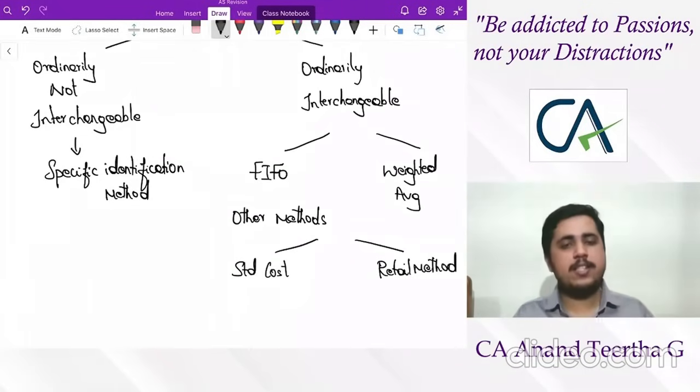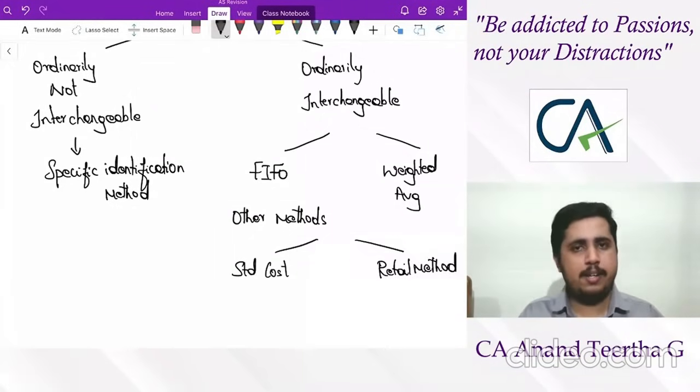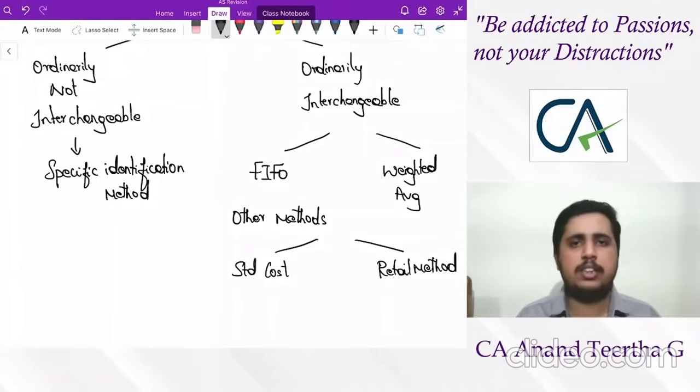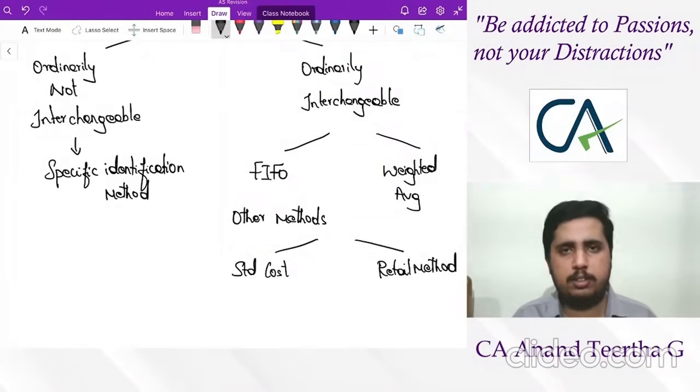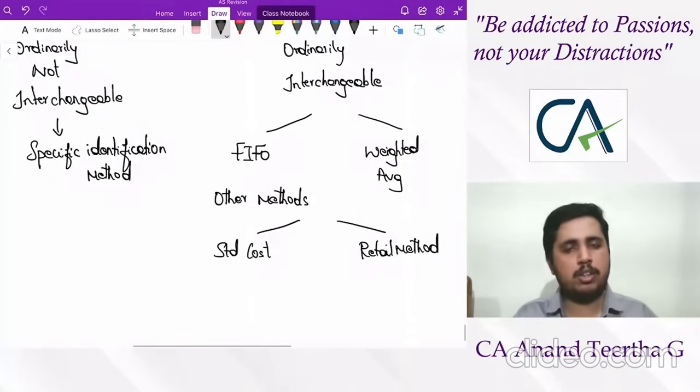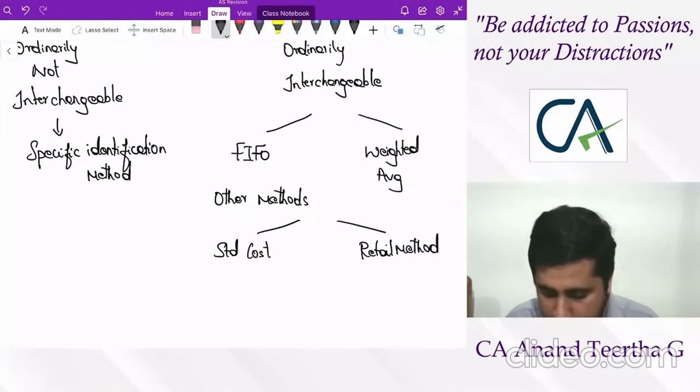Now, what happens in the standard cost method? The management is going to take up some scientific approach, and they will decide one standard cost. That standard cost is applicable for every product. So that's how the standard cost method works. The retail method, as the word itself says, is normally followed by retailers. What they normally do is they won't calculate cost according to cost of purchase plus cost of conversion plus other costs. What they do is they go with reverse working.